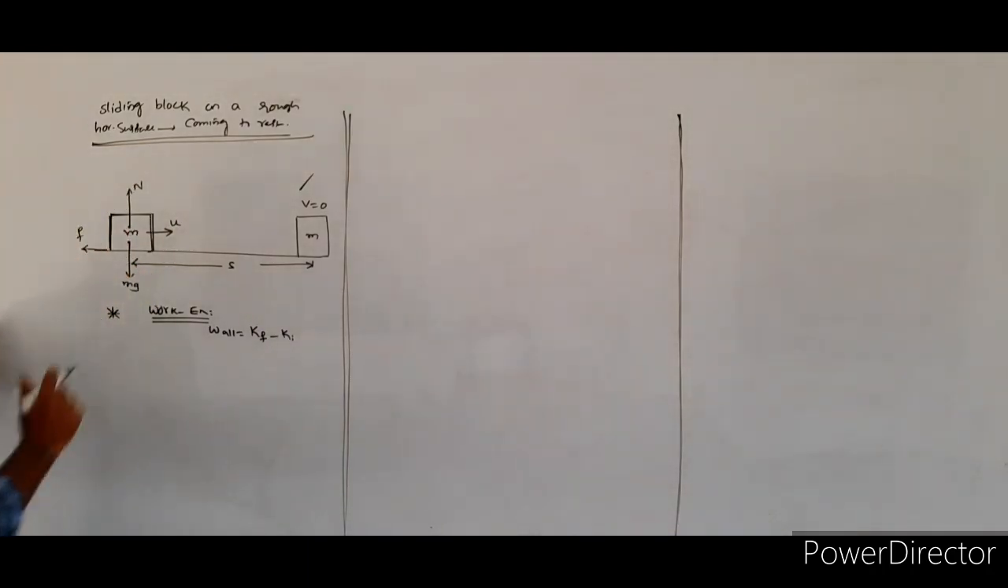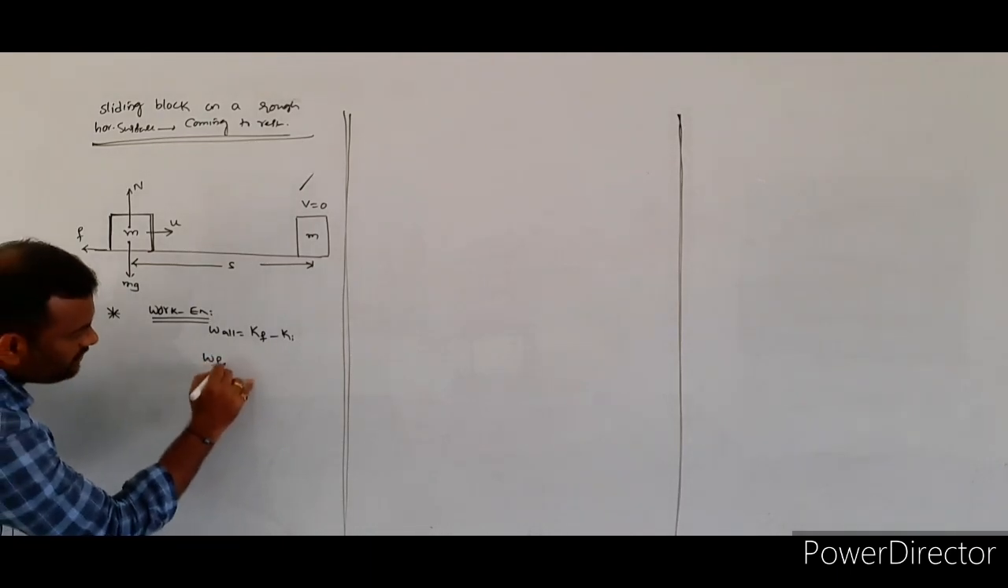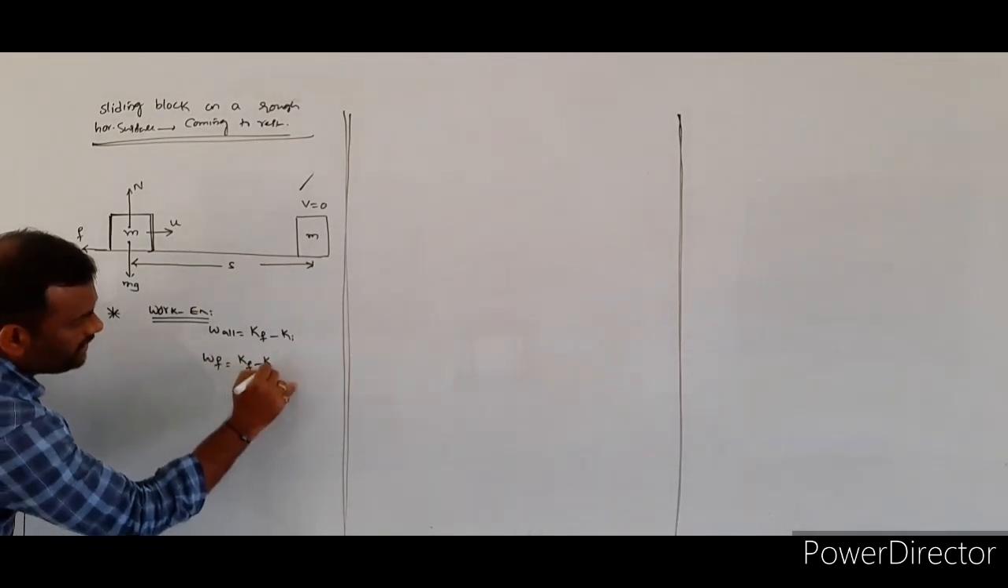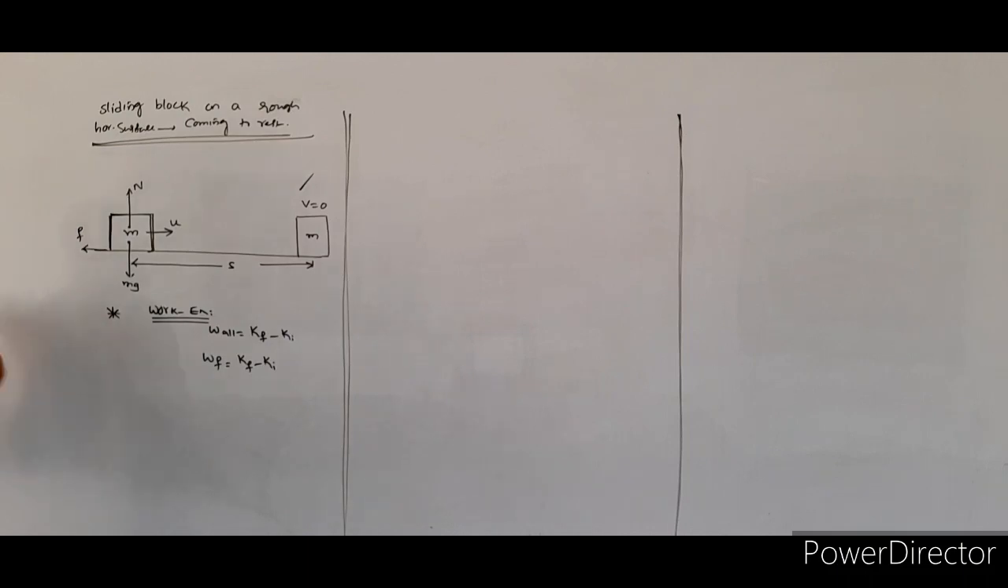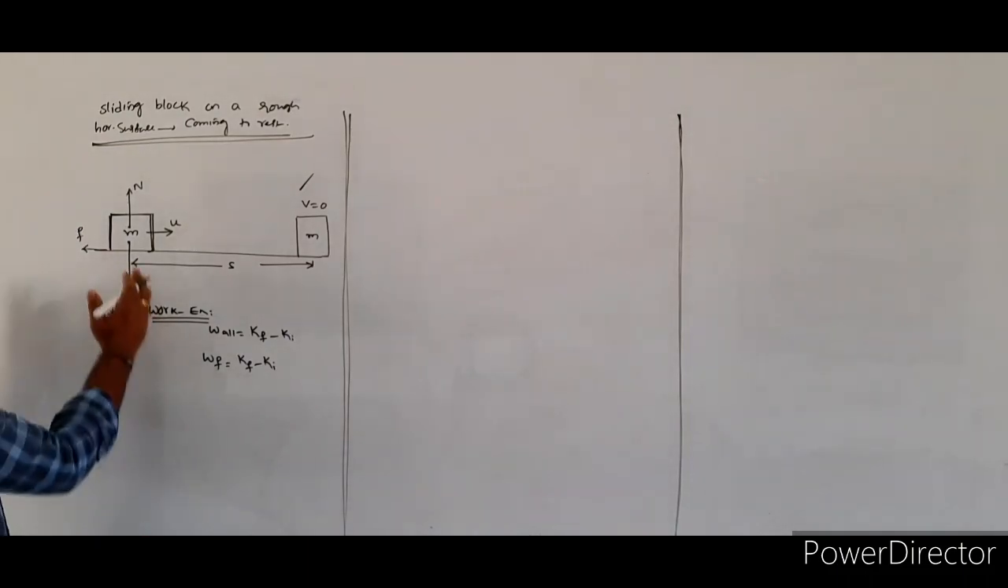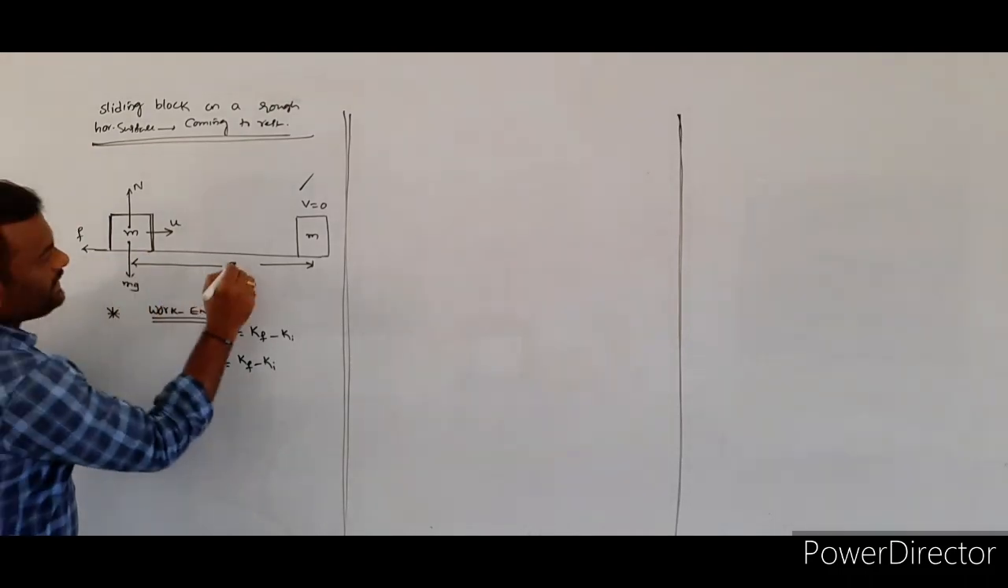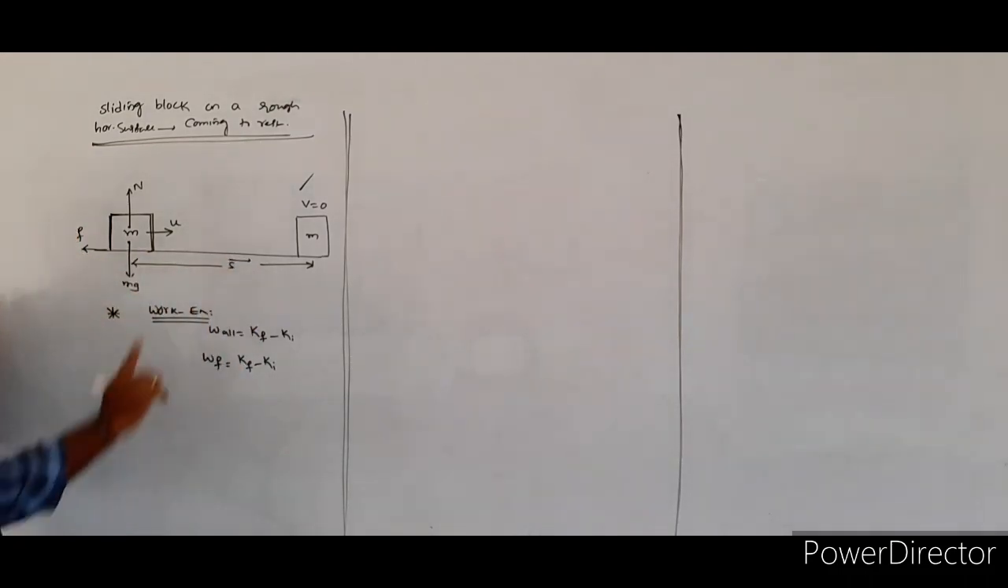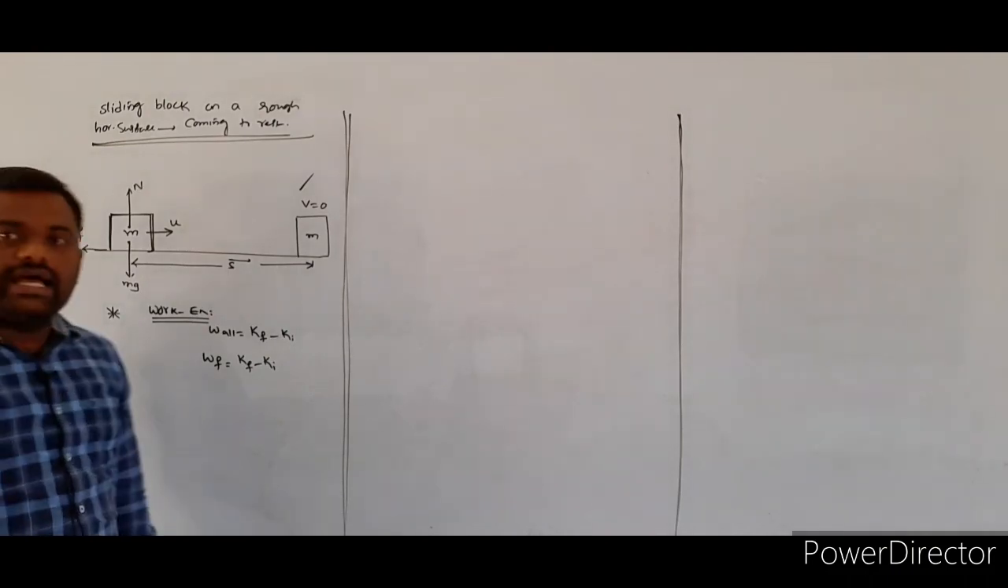So here the work done by the frictional force is equal to the change in kinetic energy. Only which force causes the work? That is nothing but the frictional force. The frictional force is acting towards the left and the displacement is towards the right, so the work done by the frictional force is always negative.